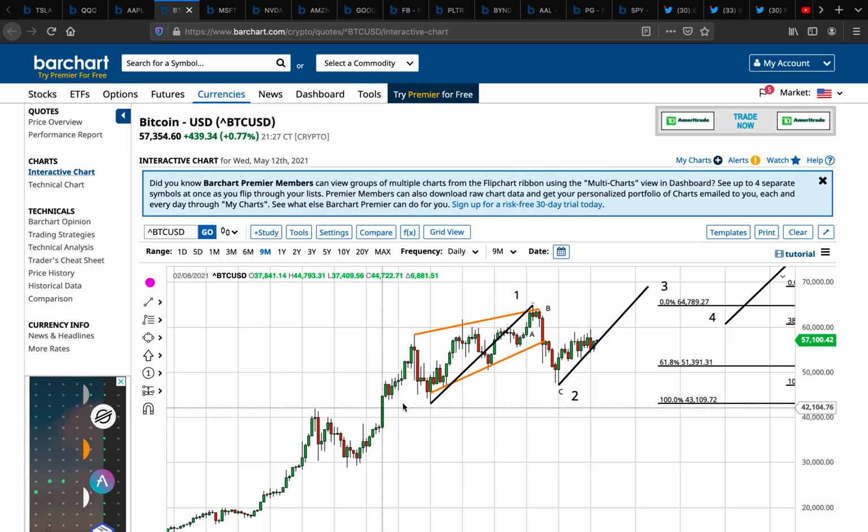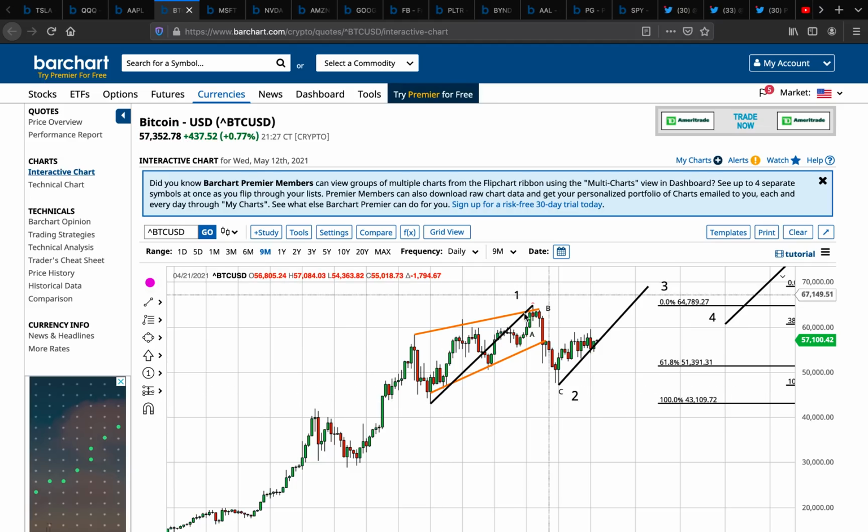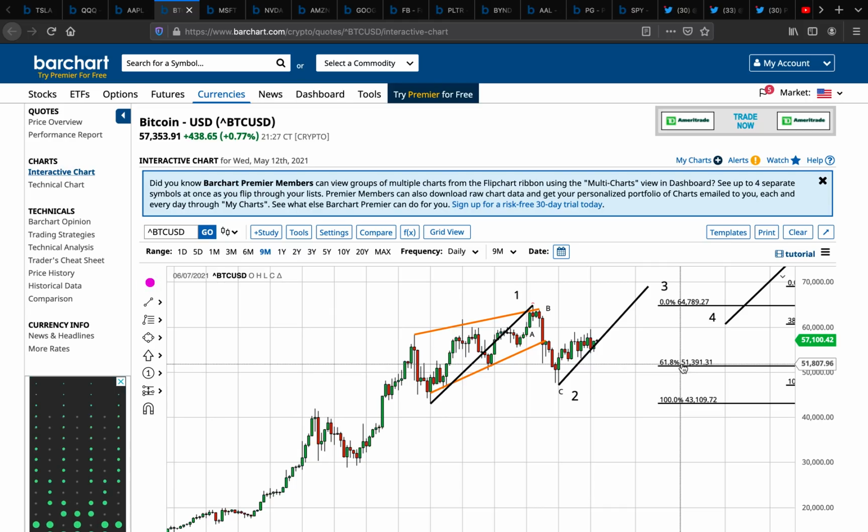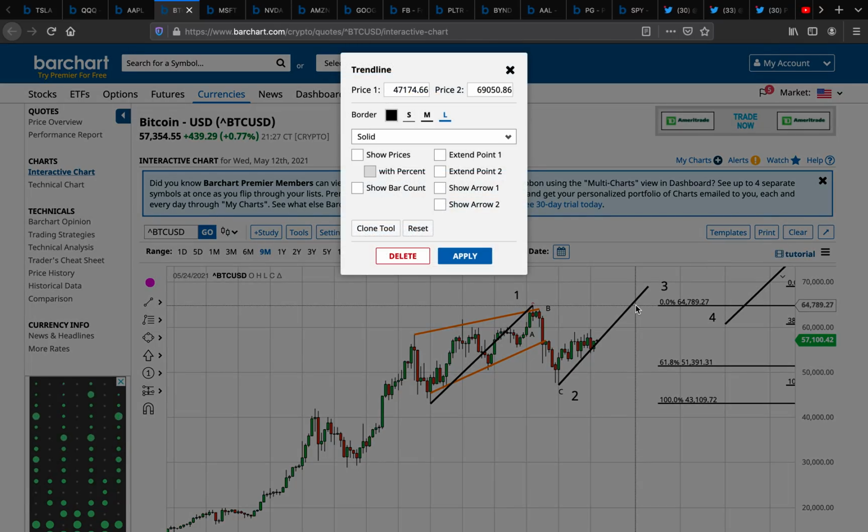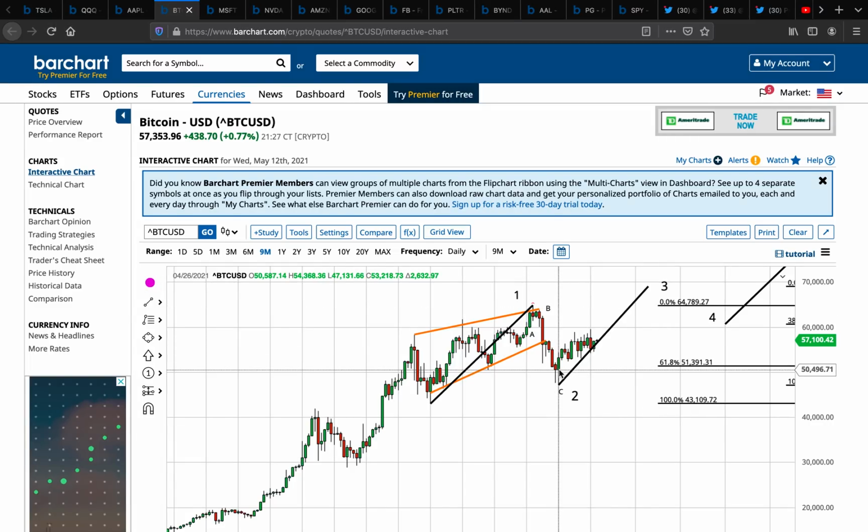So this is a rally for Bitcoin that takes 6 weeks. It's a wave 1. We have an ABC correction. We put in a wave 2 low at the 61.8% retracement of wave 1. The length of wave 1 placed at the wave 2 low will take Bitcoin all the way to 69,000. I think we're going to see Bitcoin at 69,000 pretty soon. In the next 4 to 6 weeks, we're going to see Bitcoin at 69K. I really believe that. I think that this is getting ready to launch.